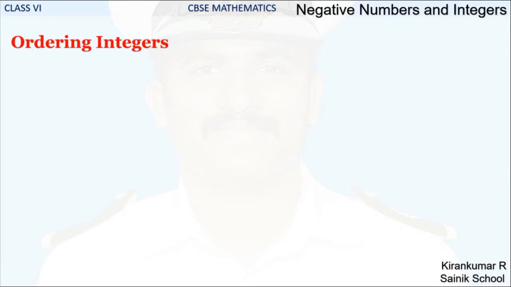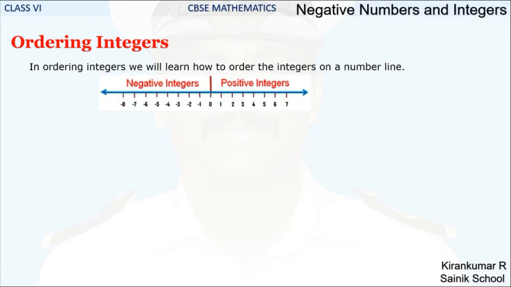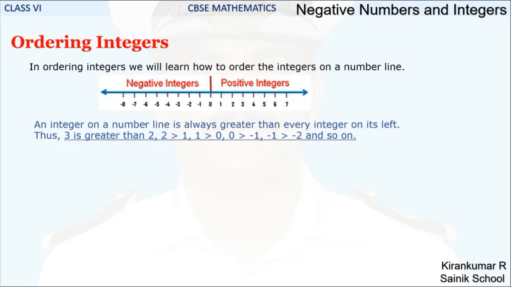Let us learn ordering integers. In ordering integers, we will learn how to order the integers on the number line. Let me consider a number line which contains 0, positive numbers and the negative numbers. An integer on a number line is always greater than every integer on its left. This statement is very important. You must note this statement. An integer on a number line is always greater than every integer on its left.